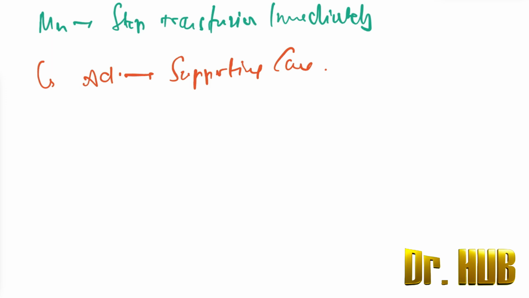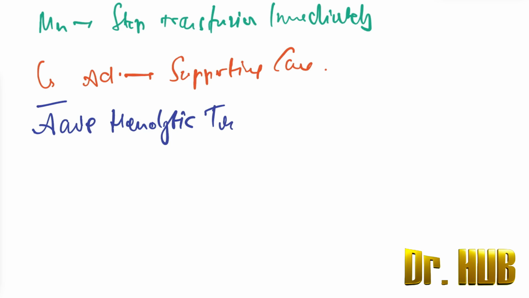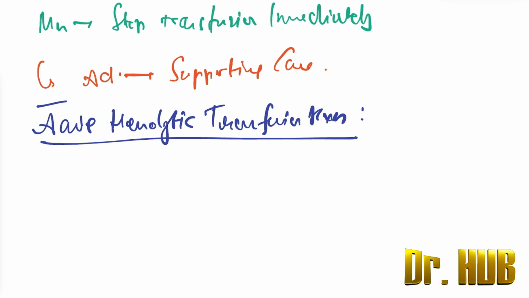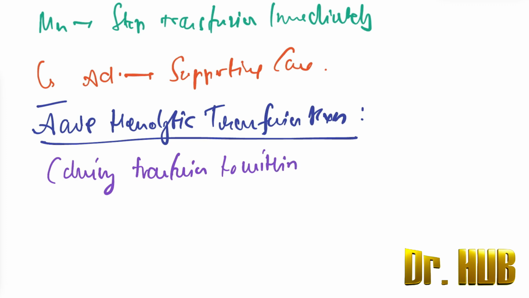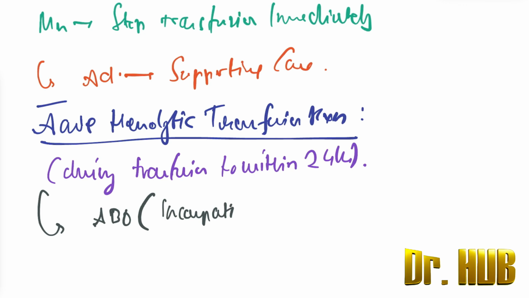Next, we look at the acute hemolytic transfusion reaction. This occurs during the transfusion, within 24 hours. What is the mechanism of this acute hemolytic transfusion reaction? There is an ABO incompatibility.